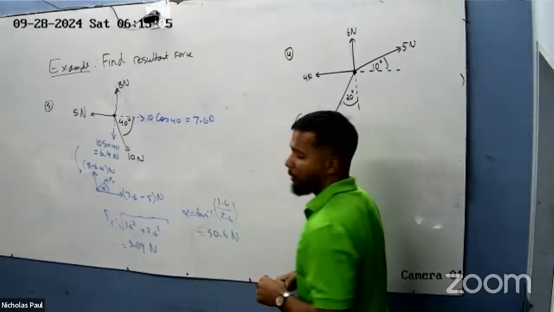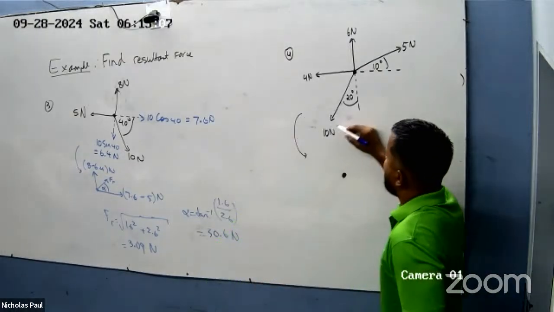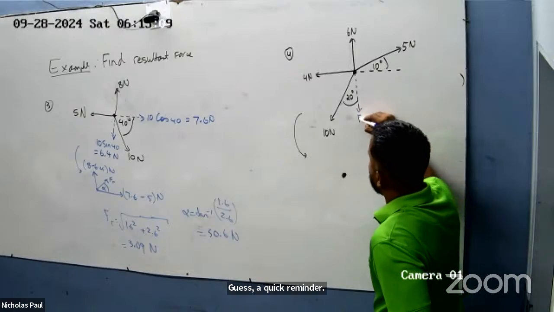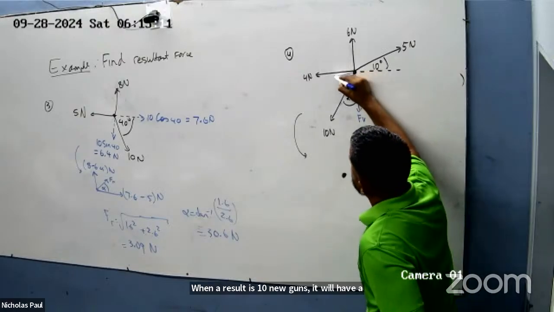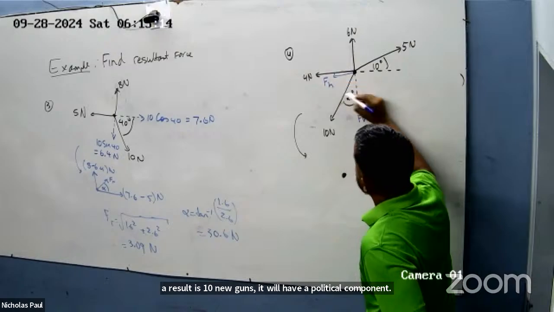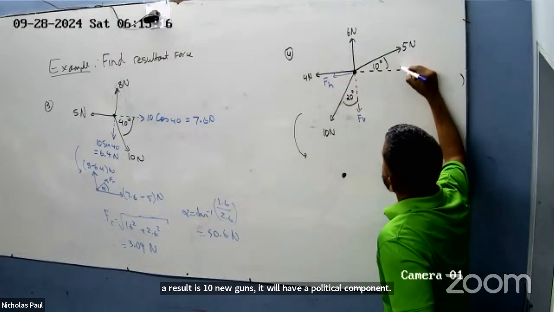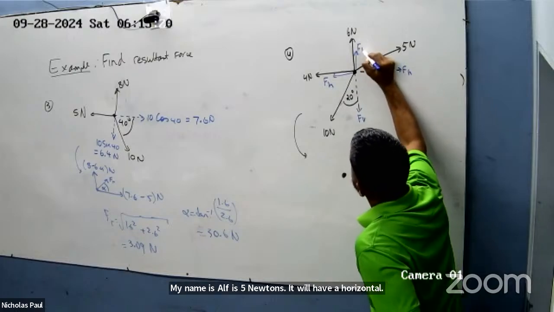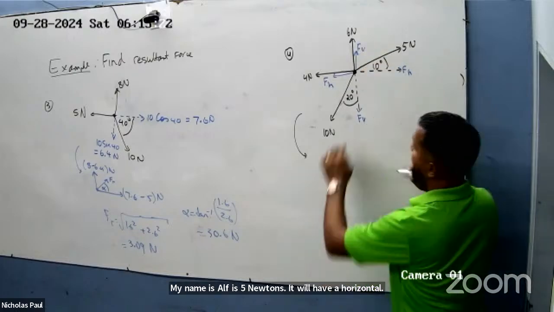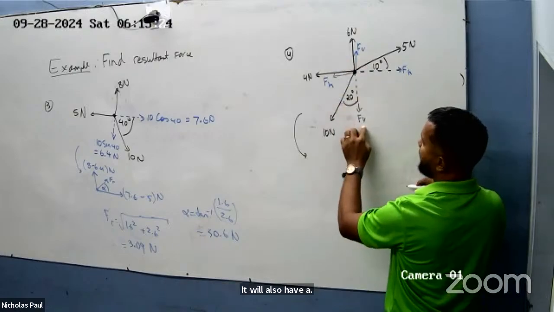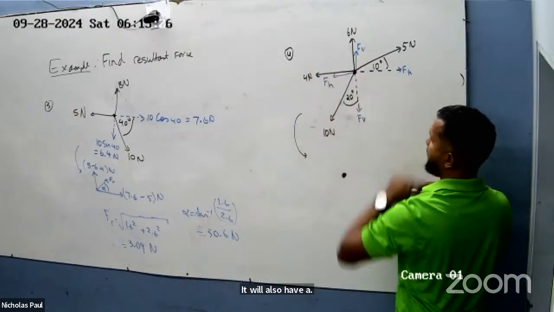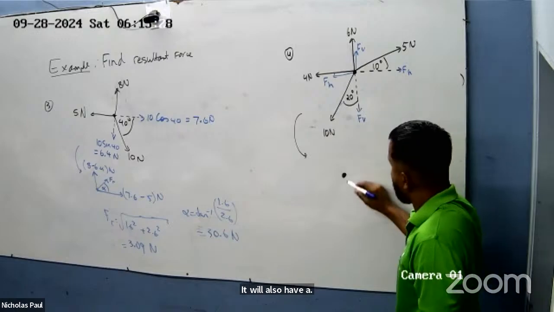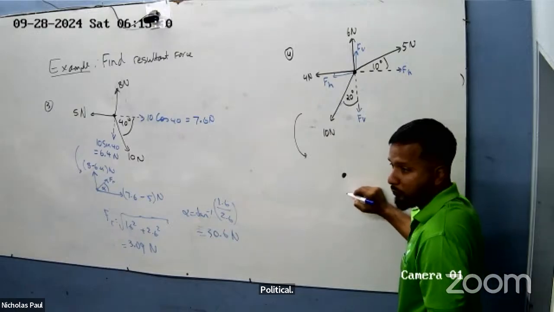Right, just a quick reminder. When you resolve the 10 newtons, it will have a vertical component. It will also have a horizontal. When you resolve this 5 newtons, it will have a horizontal. It will also have a vertical. So you're going to end up with 2 vertical here, 1 down here, 2 horizontal here, 1 here. Voilà.